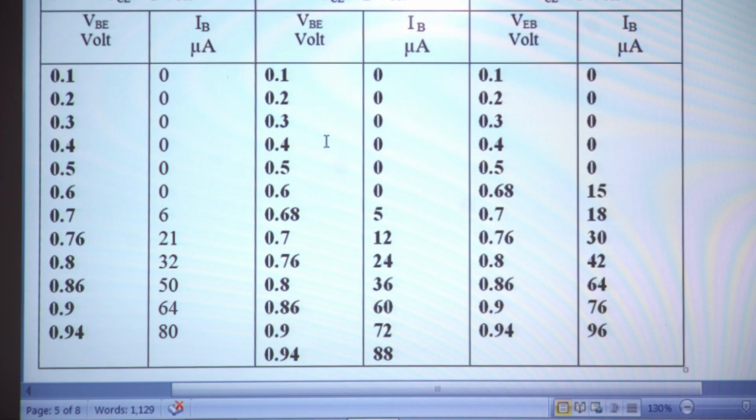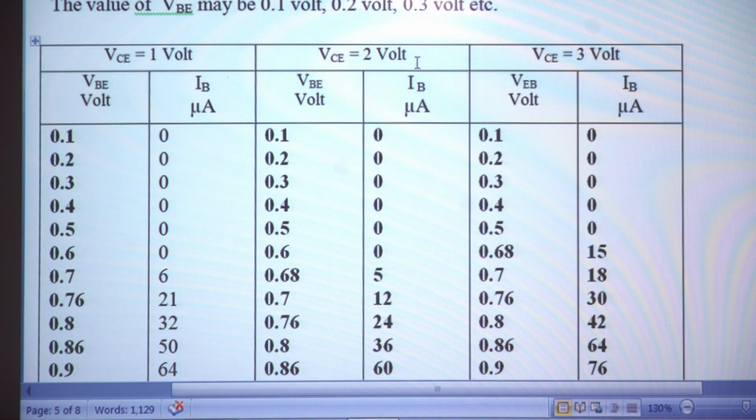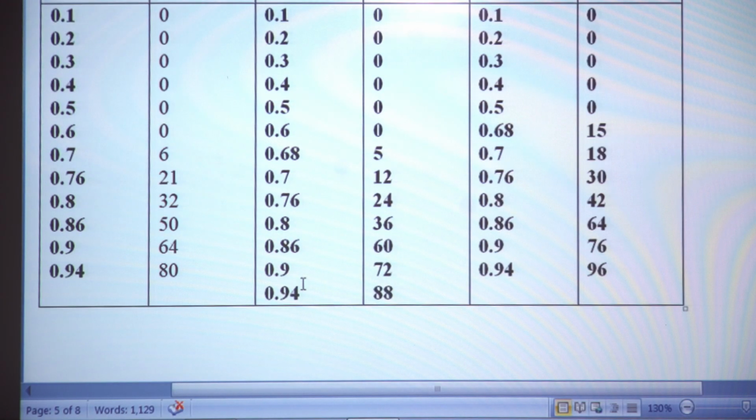Now to draw the second curve, we keep VCE at 2 volt. Then VBE is changed; up to 0.6 volt, IB value is 0. When VBE is equal to 0.68, IB becomes 5. When VBE is 0.7, IB becomes 12. And when VBE is 0.9, IB becomes 72, and so on.